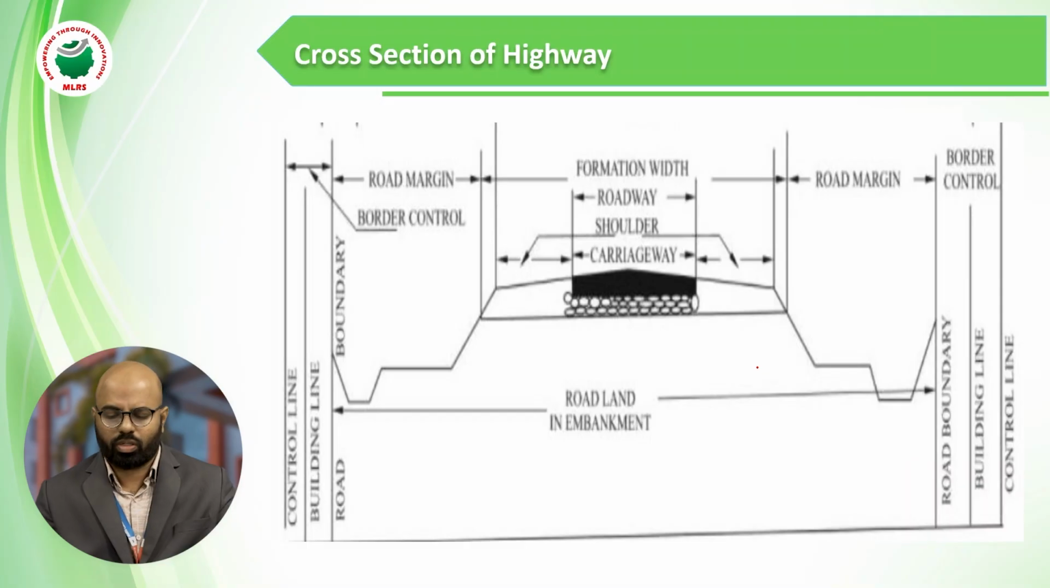And this is the cross section of the highway, okay. Carriageway plus two shoulders, we call it the formation width, and formation width plus two road margins, we call this the road land, okay. And there are the control line, building line, and road boundary line, okay.